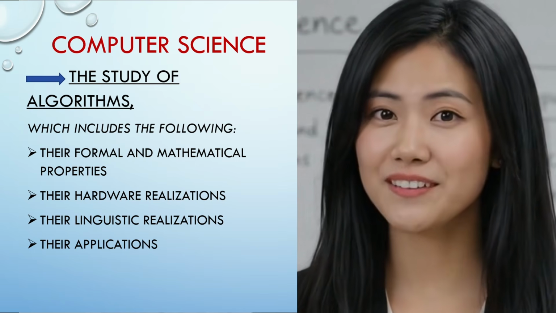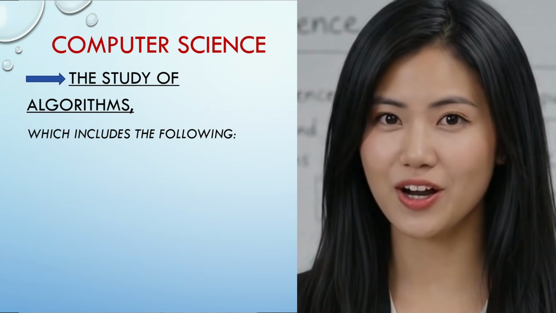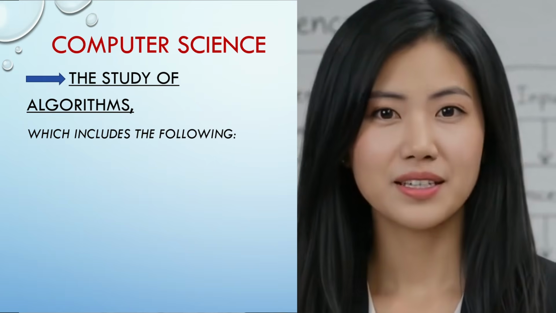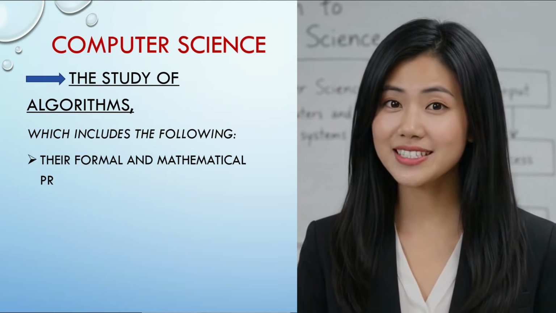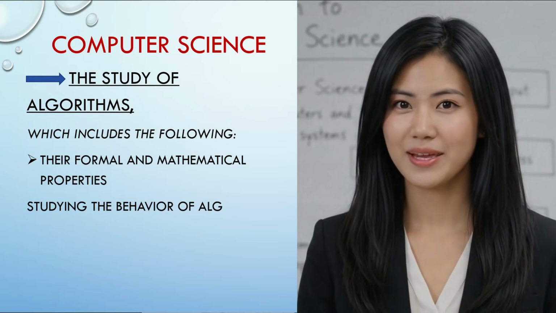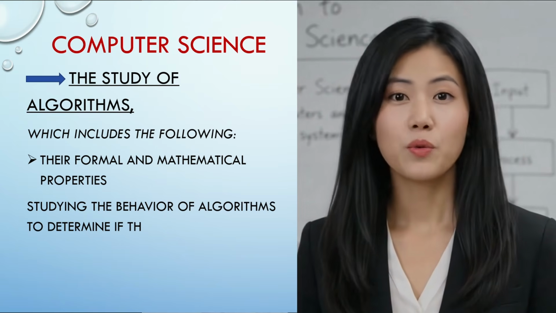Let's go through each one, because each of these is actually a whole subfield of computer science on its own. First, their formal and mathematical properties. This is about studying the behavior of algorithms to determine whether they're correct.